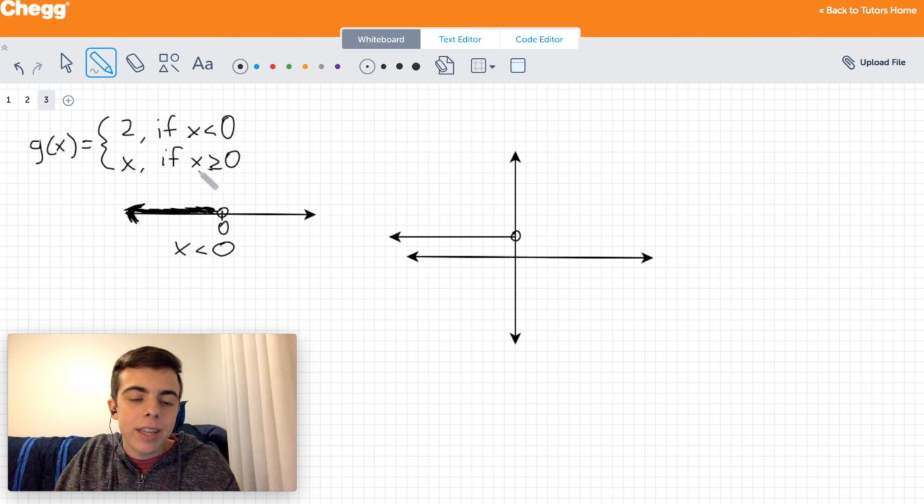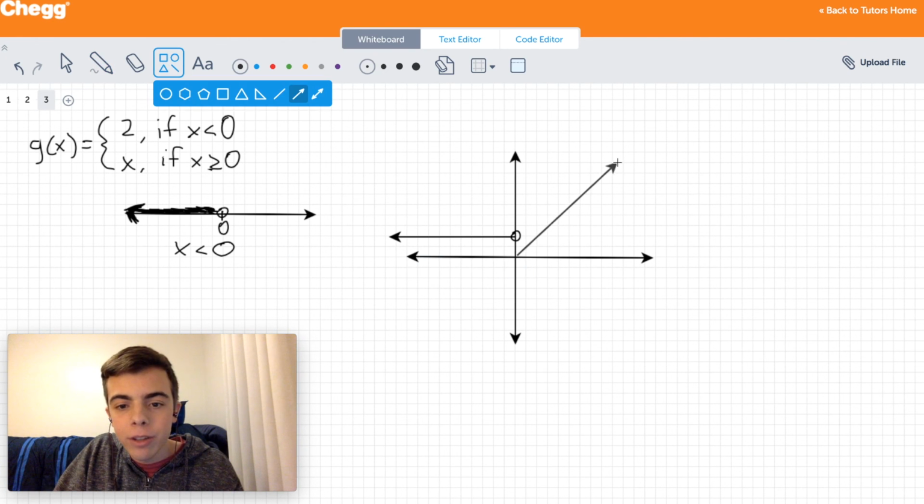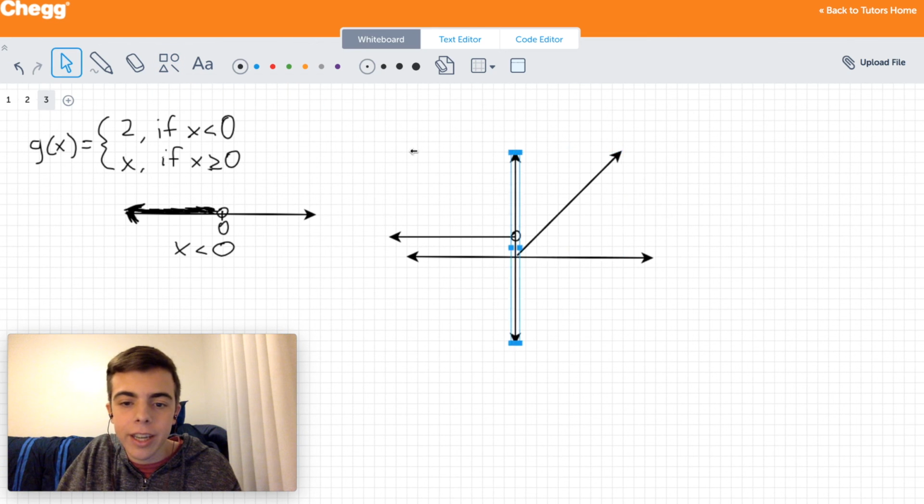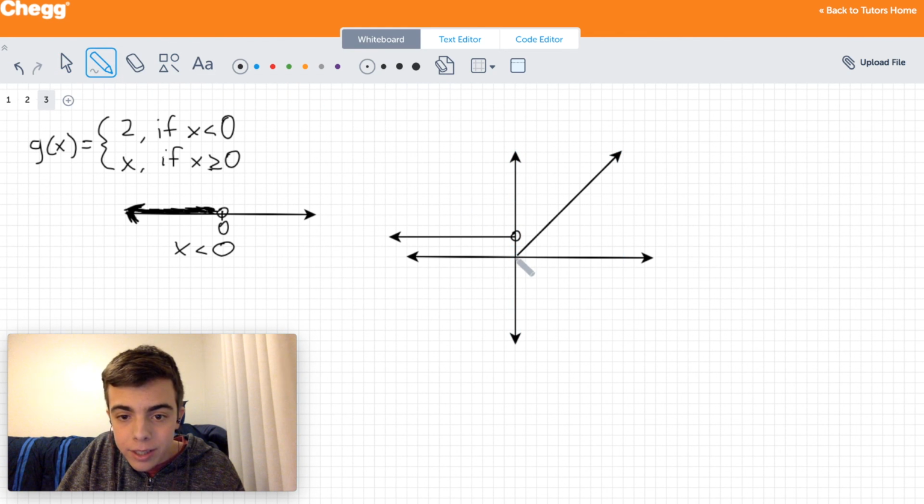Now what about when x is greater than or equal to 0? Since it's greater than or equal to 0, that means you're going to shade in the circle at the end that represents the end point of the line. So it's going to be a line with a slope of 1 that passes through the origin, like that. What's the endpoint going to look like? Well, since it's greater than or equal to 0, that means that this 0 point down here, where x equals 0, is included. So it's going to be a shaded in circle.